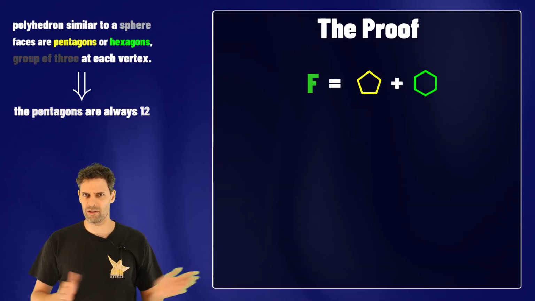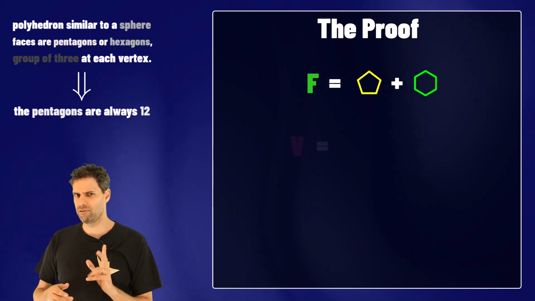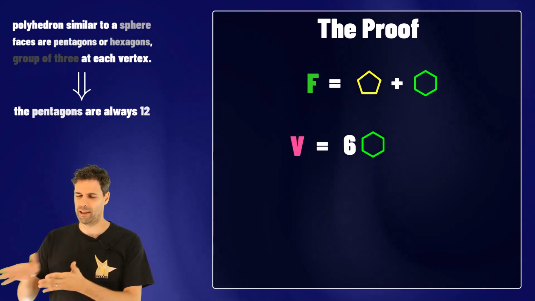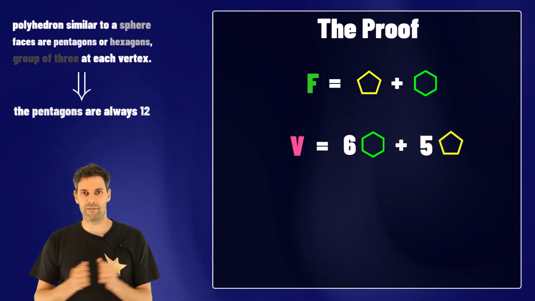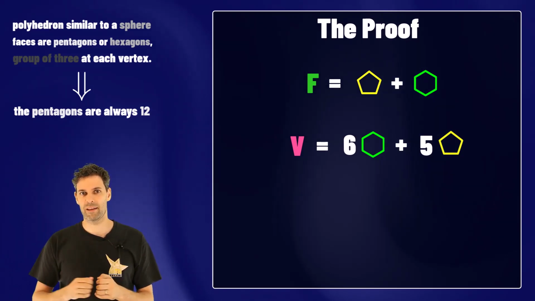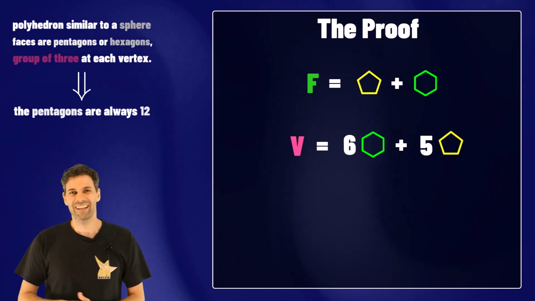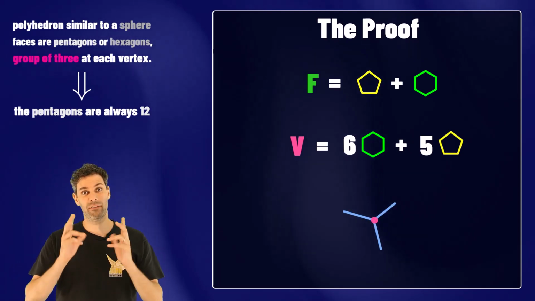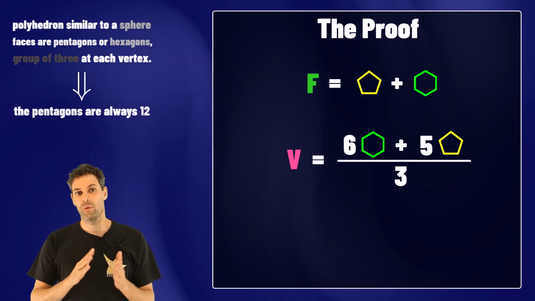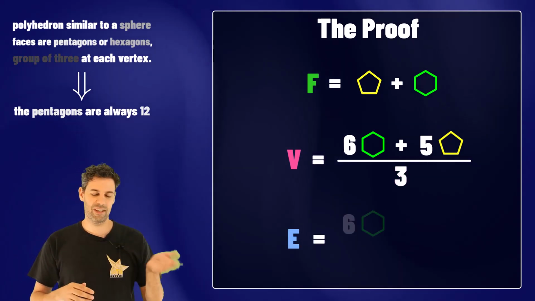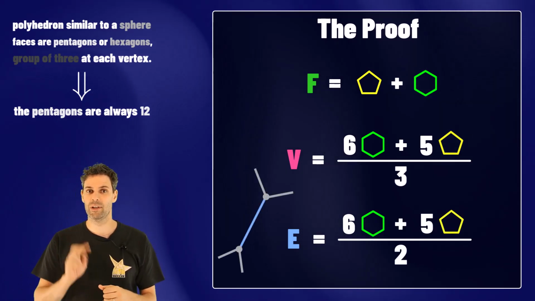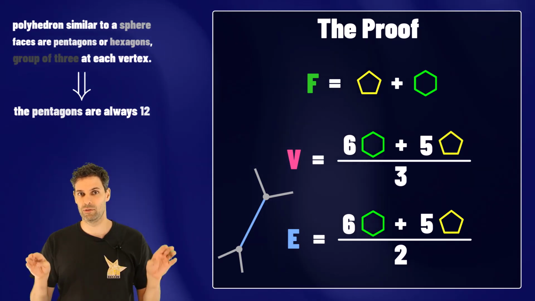Faces are only pentagons and hexagons. And for the vertices, every hexagon gives us 6 vertices and every pentagon 5 vertices. So we have just 6 times the number of hexagons plus 5 times the number of pentagons. No! Since every vertex belongs to 3 faces, you have to divide by 3. And as you can imagine, for what concerns the edges, we have 6 times the number of hexagons plus 5 times the number of pentagons divided by 2, since every edge belongs to 2 faces.